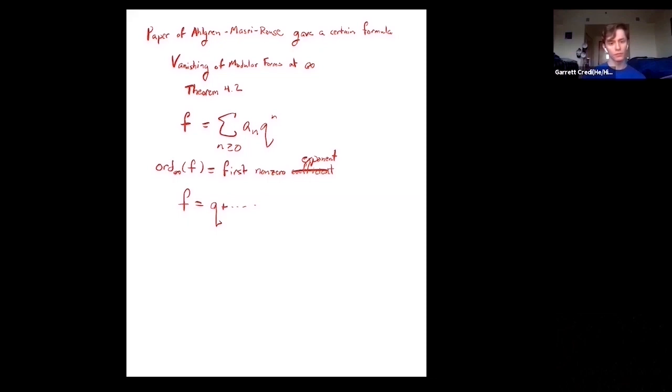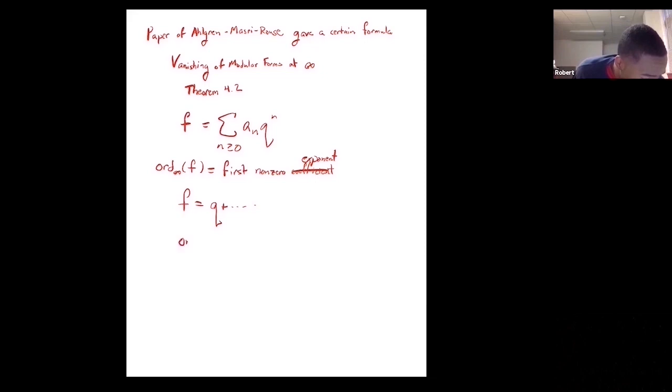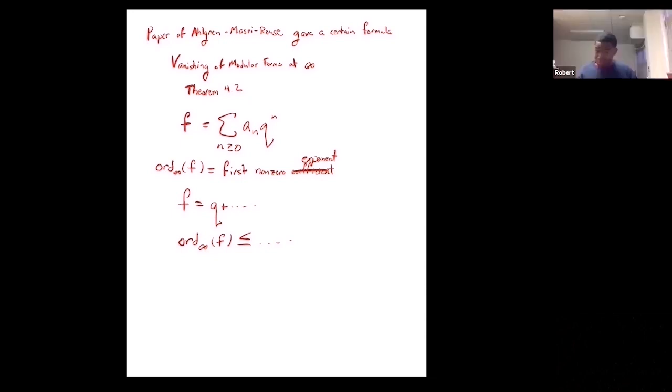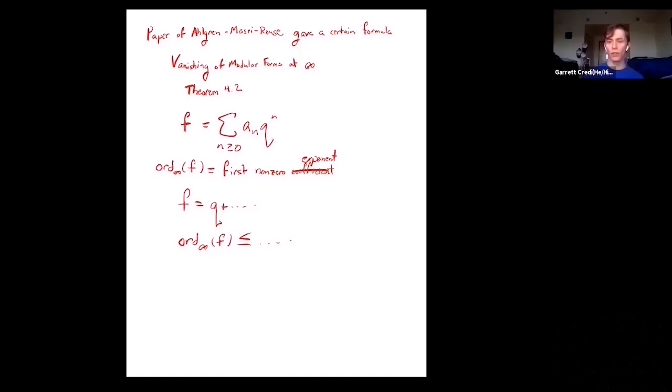So this formula allows one to give an inequality, so to speak, for the order of vanishing for certain spaces of modular forms. It's some long, complicated thing, but for each modular form in a certain space, you can say the order of vanishing is less than or equal to blah, blah, blah. And that allowed you to do everything you wanted through that paper? Yeah, essentially, except for one little thing at the end. And what was that little thing?